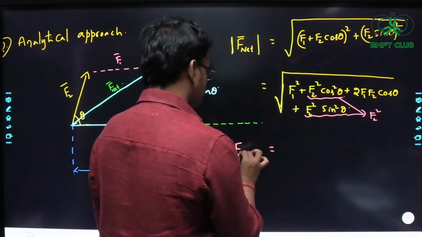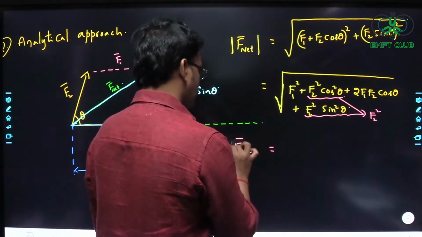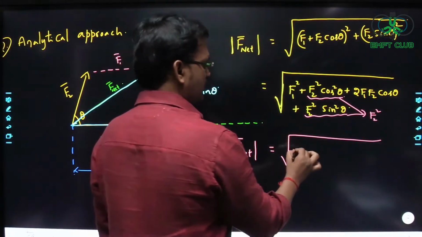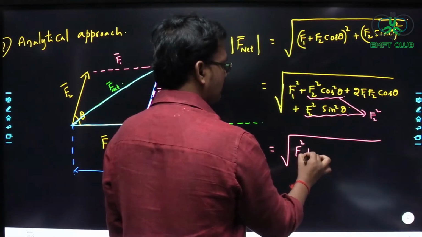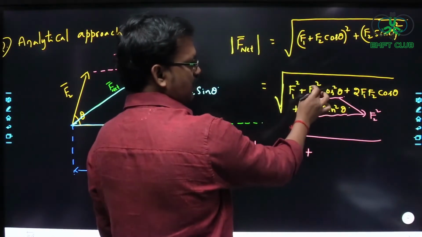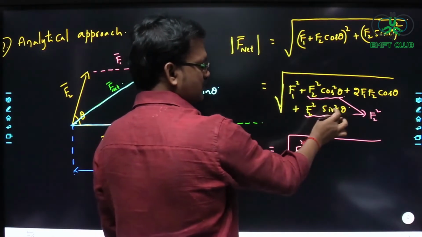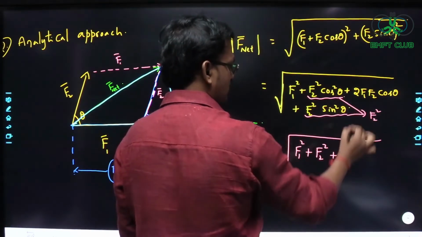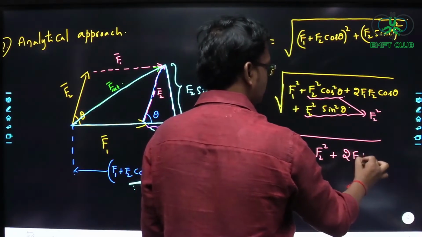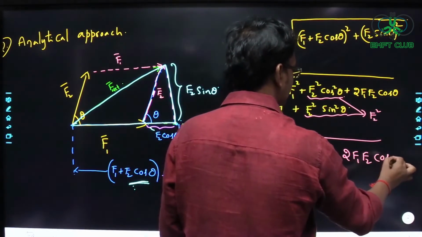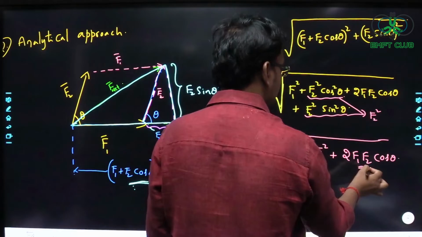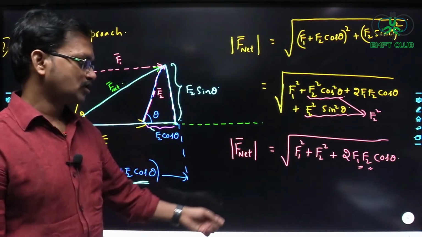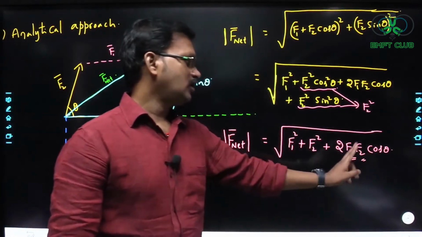So the magnitude of the net force is equivalent to what? Square root of F1 square plus F2 square cos square theta plus F2 square sin square theta, which is nothing but F2 square, plus 2 F1 F2 cos theta. Here F1 and F2 are the magnitudes of the F1 and F2 vectors. Understood? And theta is the angle between the two vectors.